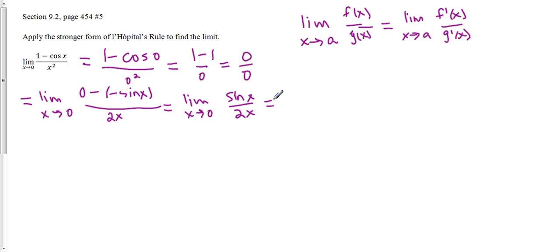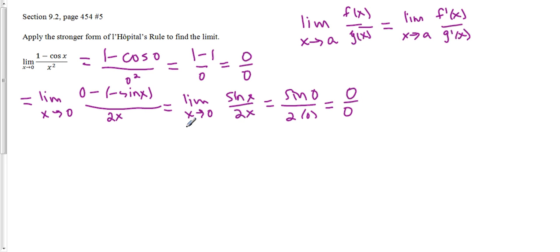And once again, I can substitute in and see where this gets me. So I'm going to put in a 0 everywhere I see an x. So I'm going to get the sine of 0 divided by 2 times 0. And what is the sine of 0? That's right, it's going to be 0 over 0. Well, I didn't really get an answer. Applying L'Hopital's rule once didn't really help.